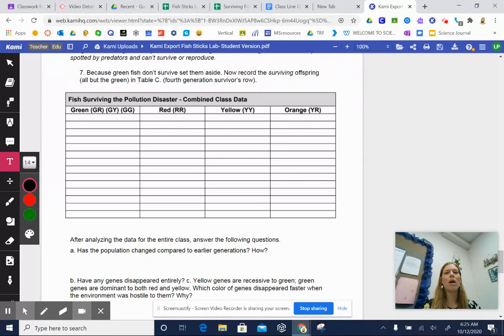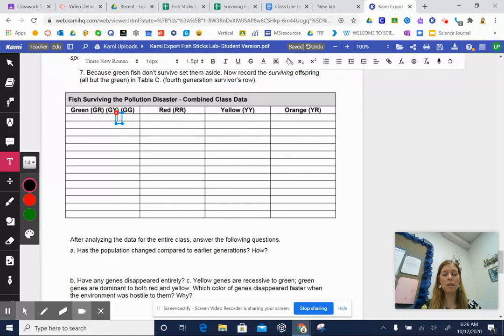And so now the yellow fish are capable of surviving, but our green fish were not because they were not well camouflaged and predators were able to hunt them more easily. So our green fish population, all of our green fish died out. So you should have recorded the number you have left. So at this point, everyone should have 0 green fish, okay? So there should be zeros in this column.